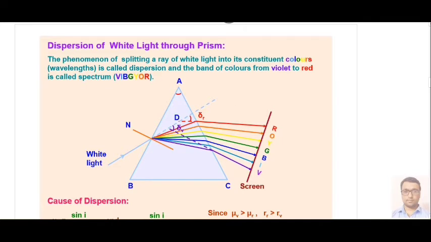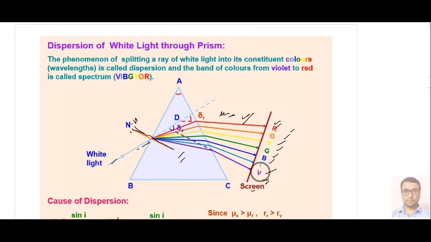Then we have dispersion of white light through a prism. We know that when white light is incident at this particular surface, it gets split into different colors, in the pattern called VIBGYOR, because mu is different. Basically mu is different for different colors of light. So mu is minimum for red color and mu is maximum for violet color.